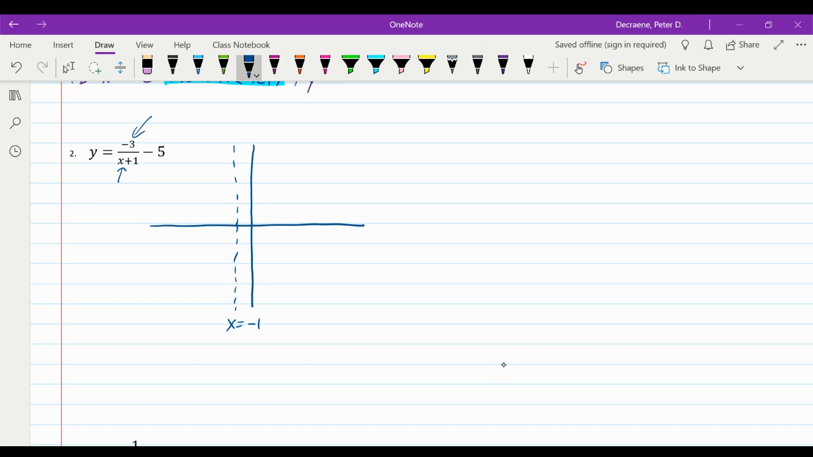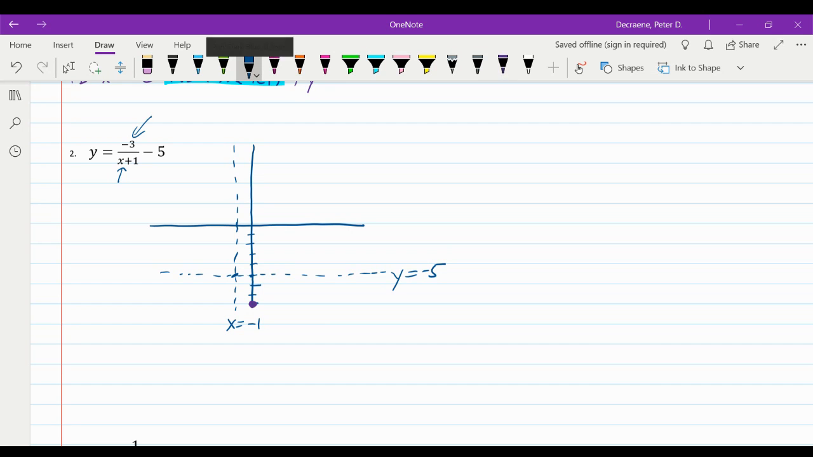Also, a fraction of this form can't be 0, but it's going to get really close to 0. 0 minus 5 is going to give us negative 5. So down here, 1, 2, 3, 4, 5 is the horizontal asymptote, y equals negative 5. And so we're going to do everything from the center point there. And the stretch this time is negative 3. That means if we go over 1 from the asymptote, from the center point, we've got to go down 3. 1, 2, 3. So that's going to be our first point on the graph.